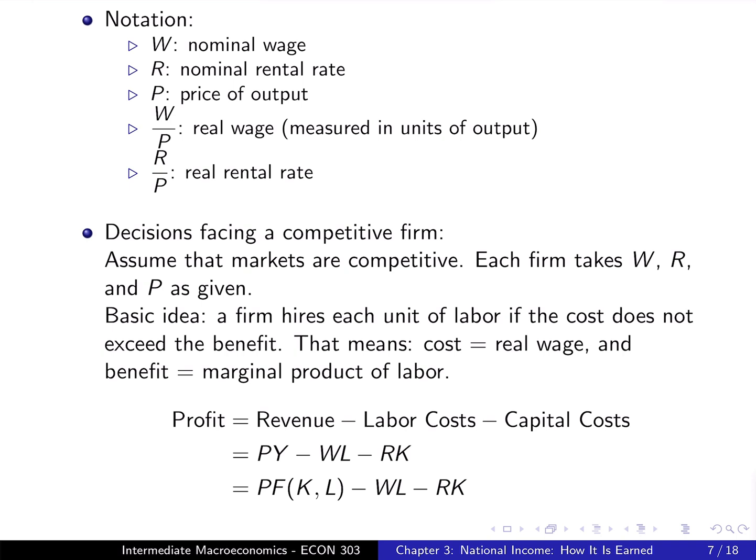Firm's profit maximization is that profit equals revenue minus labor cost minus capital cost. That equals PY minus WL minus RK. That equals P times F of K and L minus WL minus RK. This equation forms the foundation for understanding how firms choose labor and capital to maximize profits.